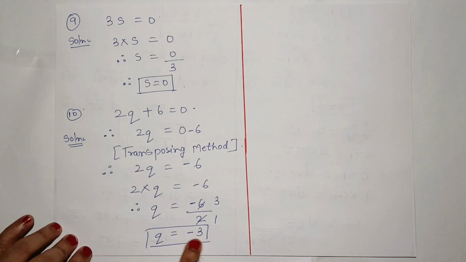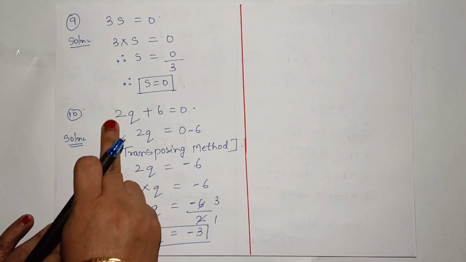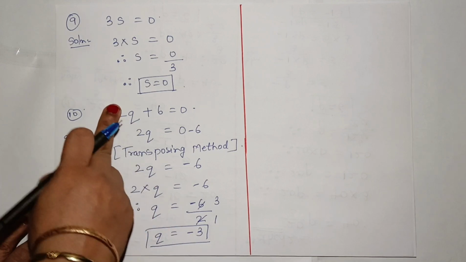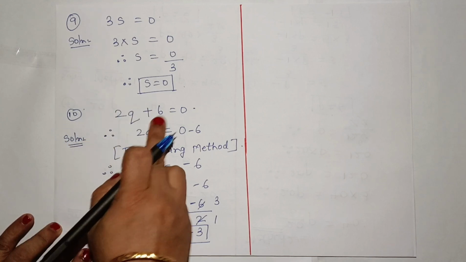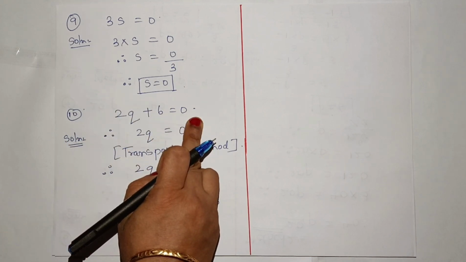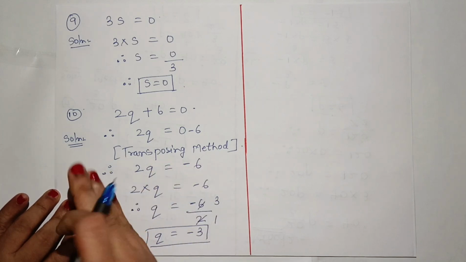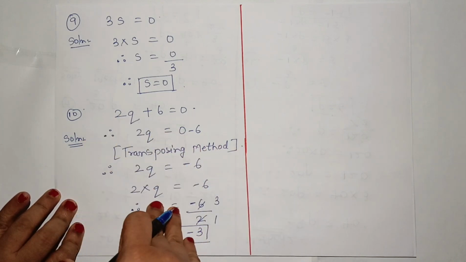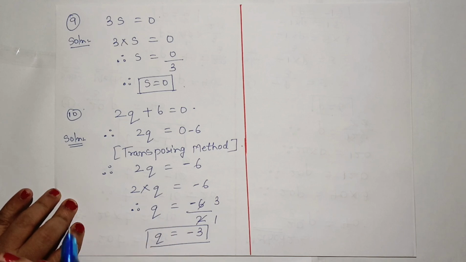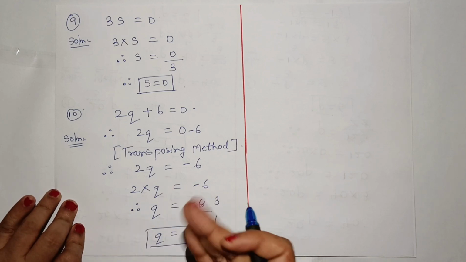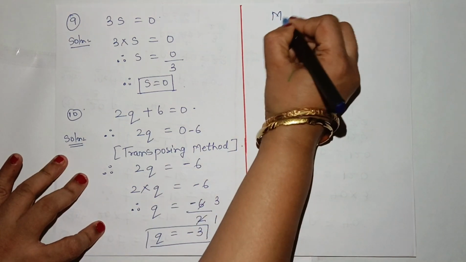Okay, now let's recheck. Substitute minus 3. 2 threes are 6, minus 6. What is minus 6 plus 6? Answer is 0. Now let's see more equations, from simple to complex. Now these were quite simple. Now let's see some simple to complex questions. More equations.